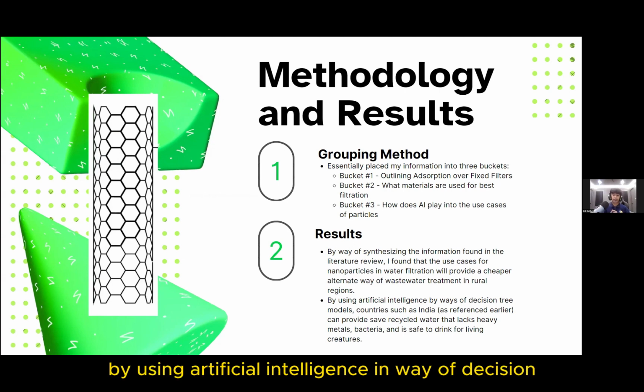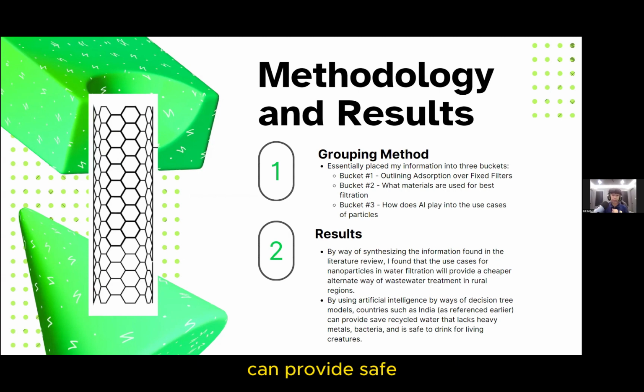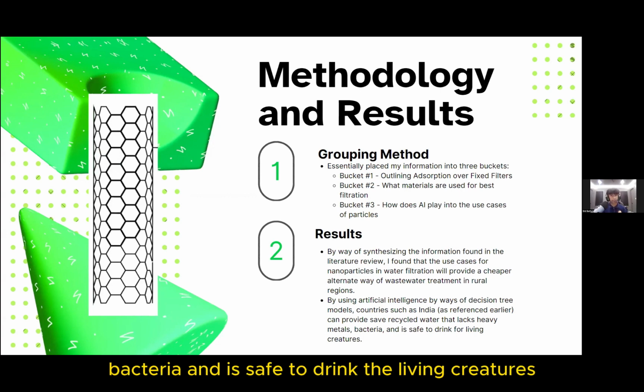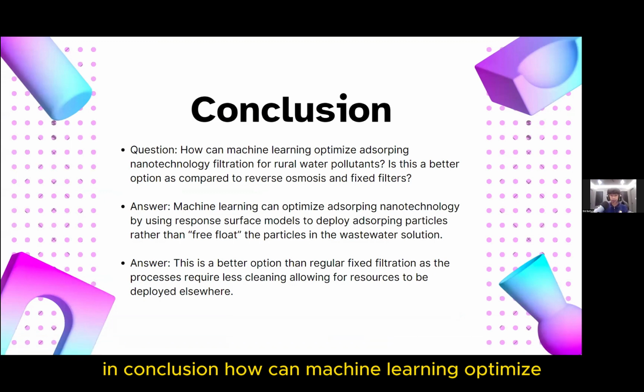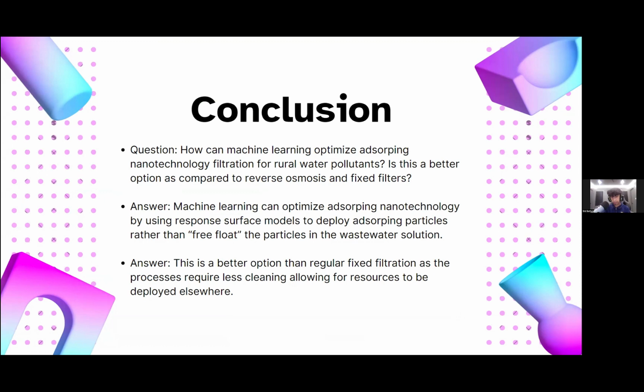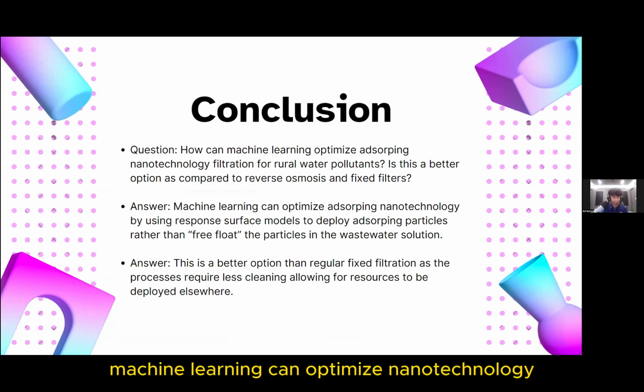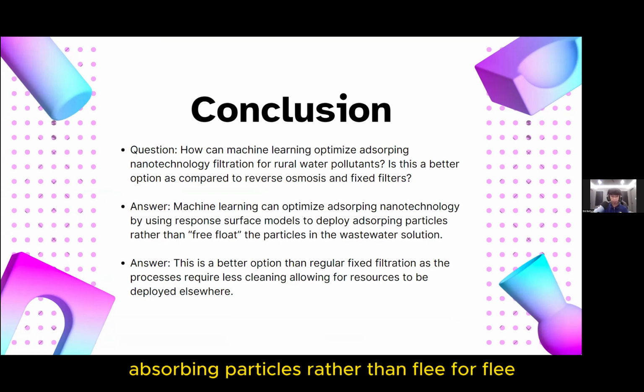The other result is by using artificial intelligence by way of decision tree models and response models, we can see that countries such as India can provide safe, recycled water that lacks heavy metals and bacteria, and is safe to drink for living creatures. In conclusion, how can machine learning optimize adsorbing nanofiltration for rural water pollutants? The answer is machine learning can optimize nanotechnology by using response surface models to deploy adsorbing particles rather than free floating the particles in the wastewater solution.